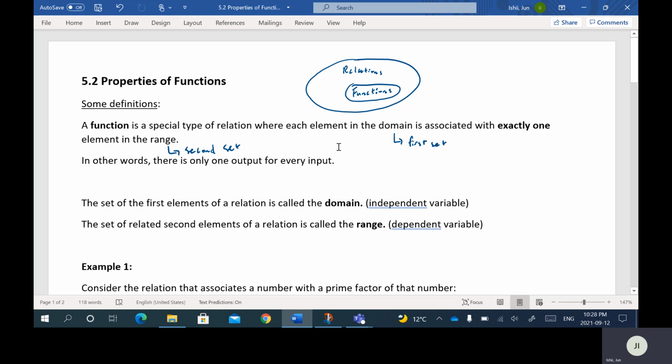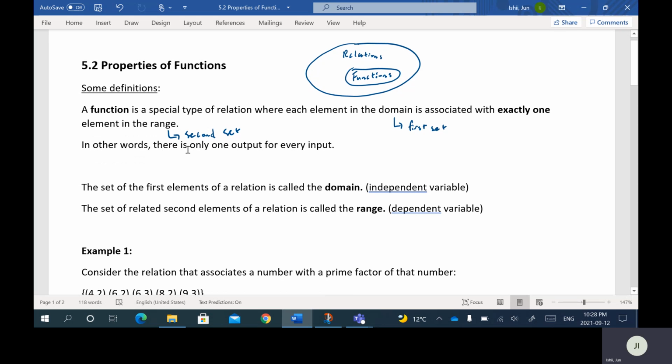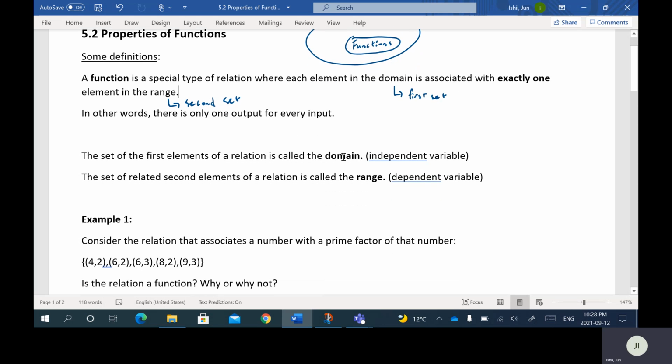The key thing is that in order to be a function, each element in the domain, so in the first set, can only match up with one element in the second set, or the range. In other words, there's only one output for every input. And down here we actually define the domain and range.